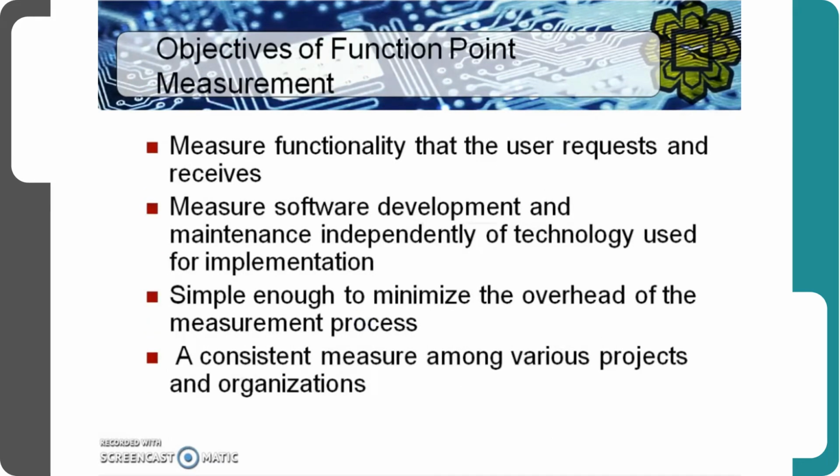The objectives of function point measurement are, the first one, to measure the functionality that the user requests and receives. Second, to measure software development and maintenance independently of the technology used for implementation. It is also simple enough to minimize the overhead of the measurement process. That means you don't need too many people or too many resources to calculate the measurement. And finally, it gives a consistent measure among various projects and organizations. That means if you have many projects, because it is not dependent on the programming or implementation, it can be used for various projects.